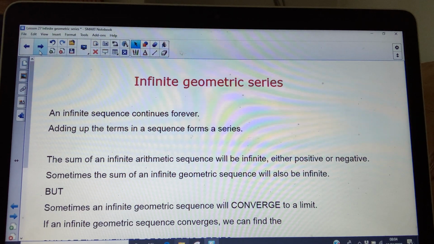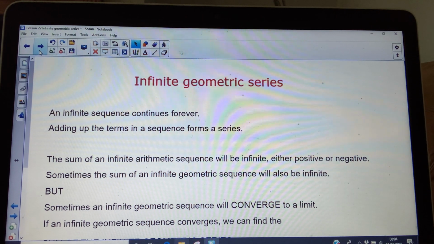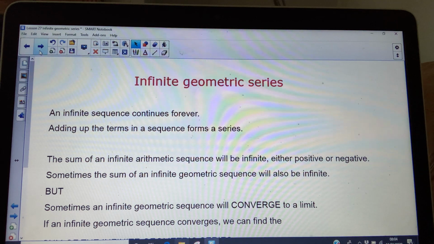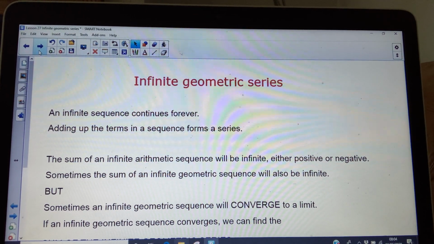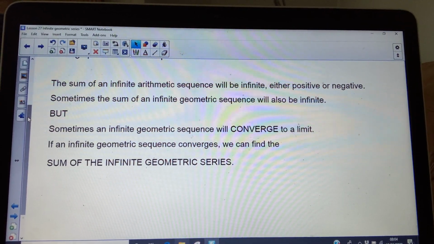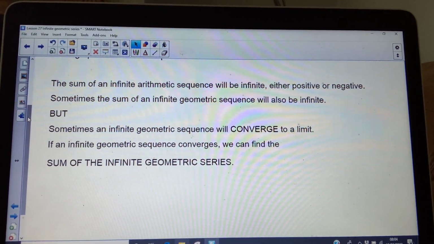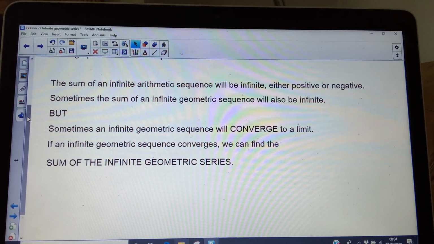So what we're looking at today, infinite geometric series. As you can see here, an infinite sequence continues forever. Adding up the terms in a sequence forms a series. For the sum of an infinite arithmetic sequence, an arithmetic sequence is where you're adding on or taking off the same term each time. The sum will be infinite, either positive infinity or negative infinity.